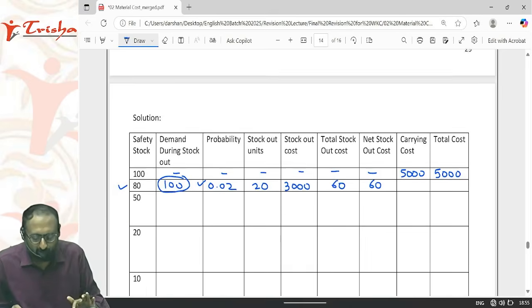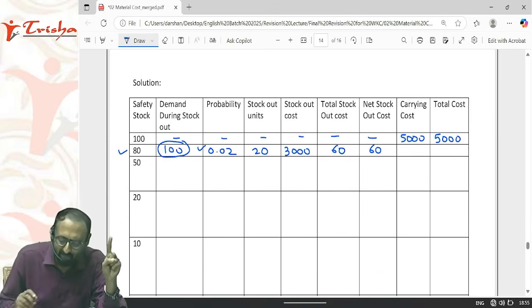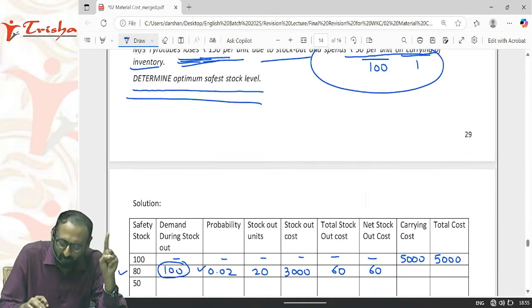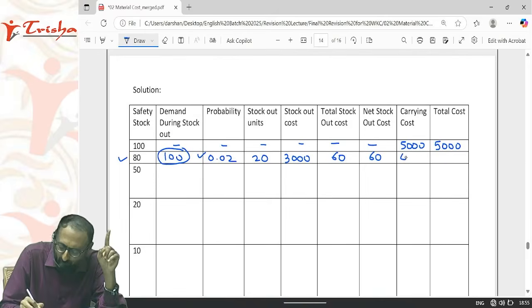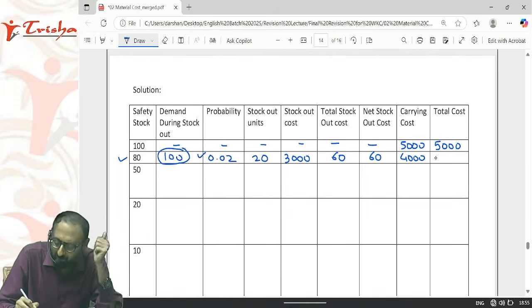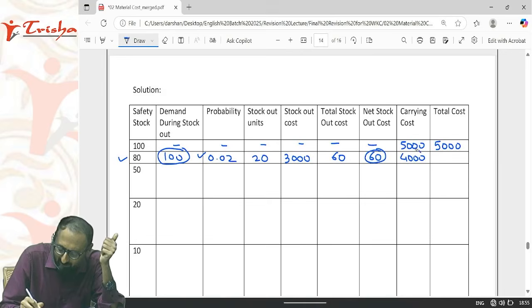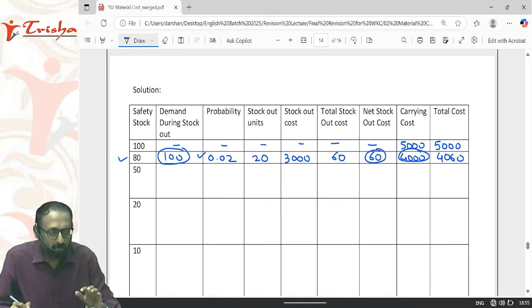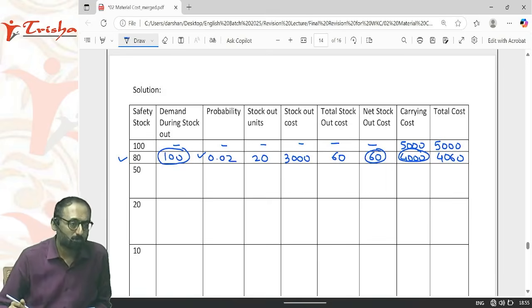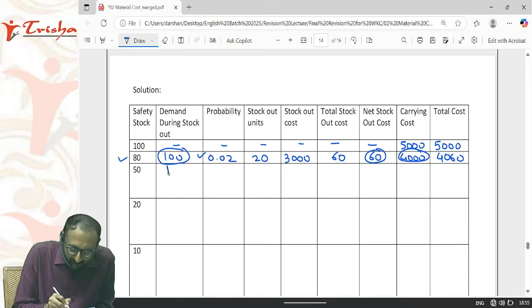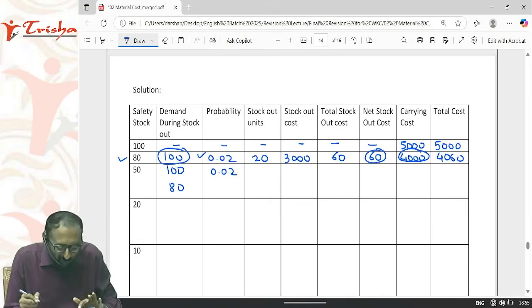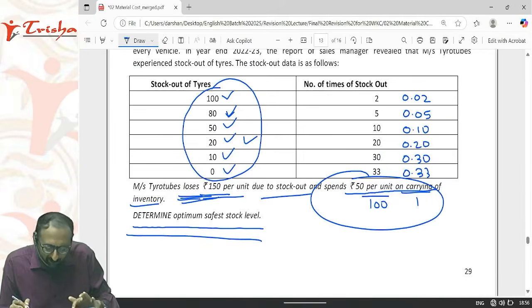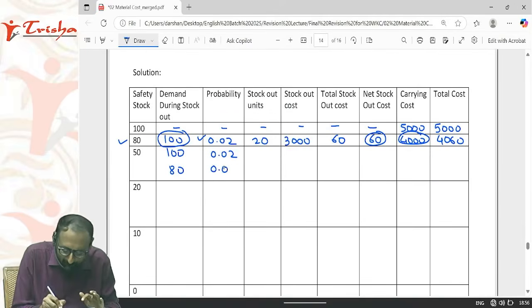Sir, tell me, what will be the carrying cost? Now 80 units I am going to maintain. Carrying cost is 50. 80 into 50. Is it 4000? How much will be the total cost, Sirji? Stock out cost plus carrying cost is equal to total cost. Is it 4060? You tell me, if I maintain 50 safety stock, when will I be in a stock out? Is it 80? Yes or no? Probability of 100 demand is 0.02 and probability of 80 demand is 0.05.